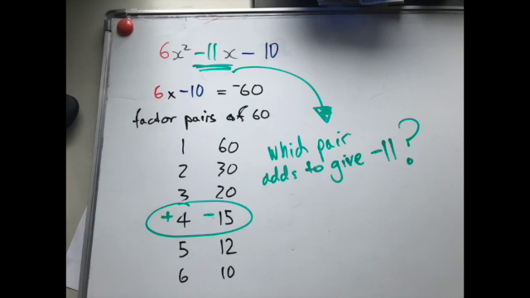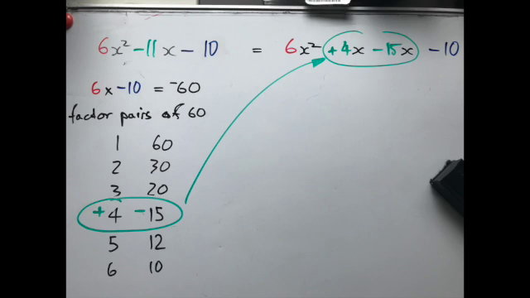So we use this to split the negative 11x into two separate terms, both involving x. That is, we're decomposing the negative 11x into 4x minus 15x. You might recognize that from the last method, that this was the inside and outside multiplication, the 4x and the 15x, that gave us the negative 11x.